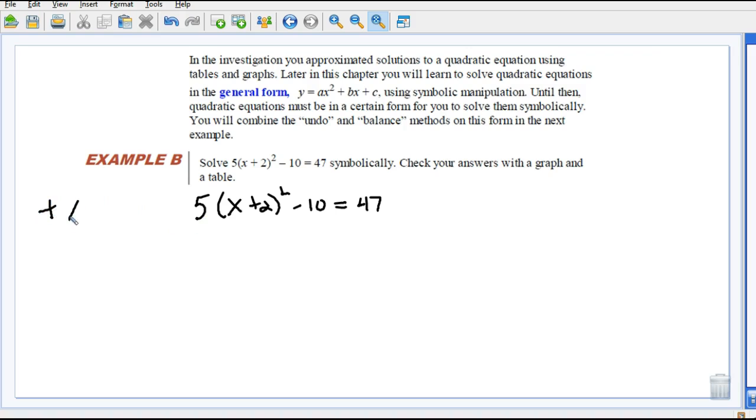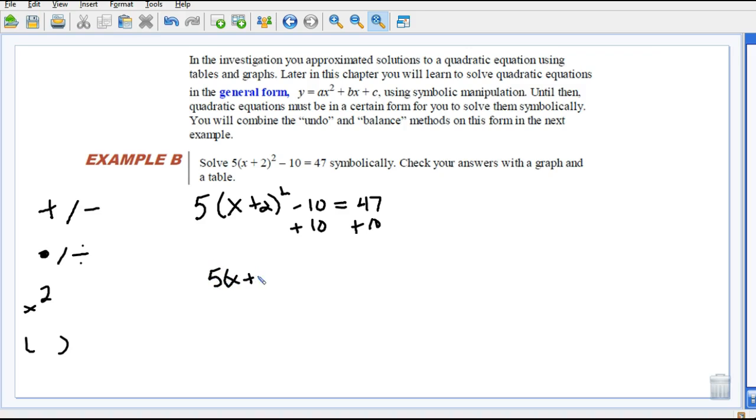The first thing we do is undo any addition or subtraction. Then we undo any multiplication or division, then any exponents, and then any parentheses. Do you see addition or subtraction? Here's some, so we add 10 to both sides. Then I get 5 times (x plus 2) squared.